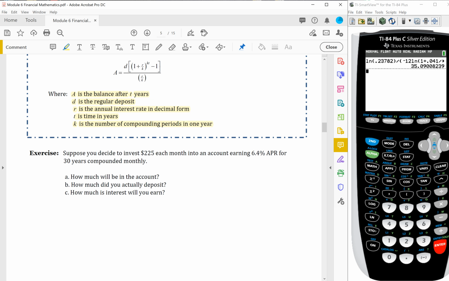Suppose you decide to invest $225 every month into an account that earns 6.4% APR for 30 years, compounded monthly. Okay, part A. How much will be in the account? So the account balance. Let's start with our savings annuity formula. A, this is the amount in your account. It's going to be equal to D. Remember, D is the amount that you deposit each month. We deposit $225 each month.